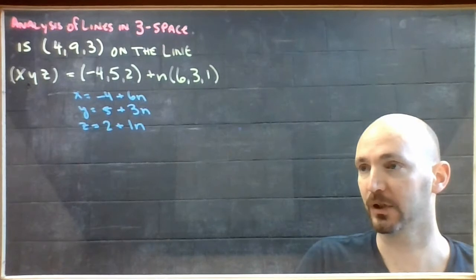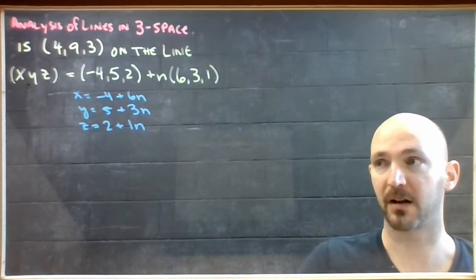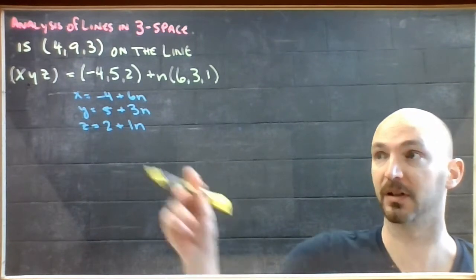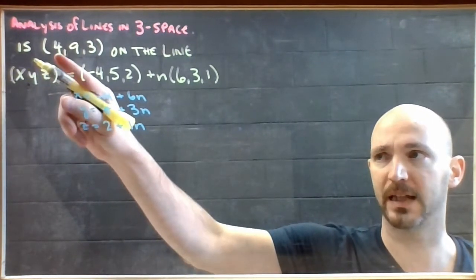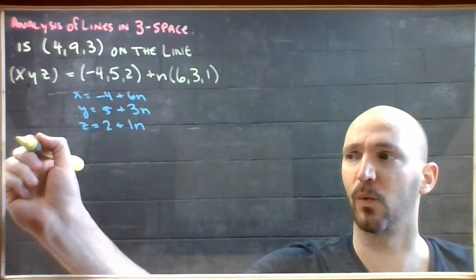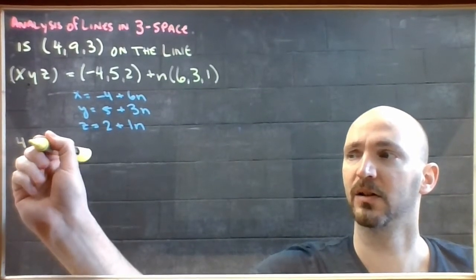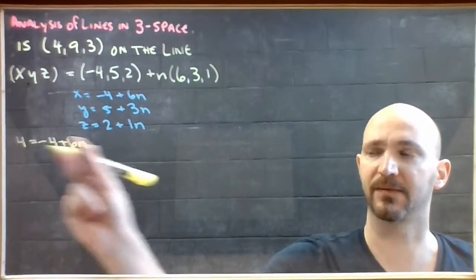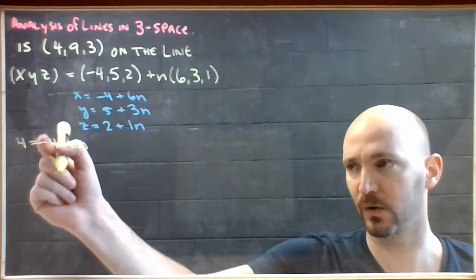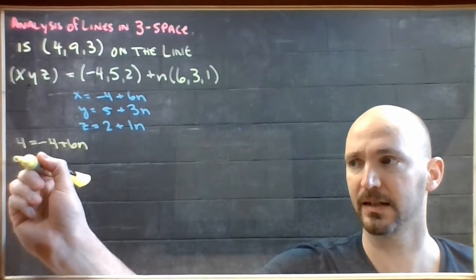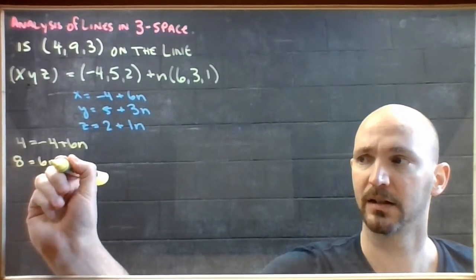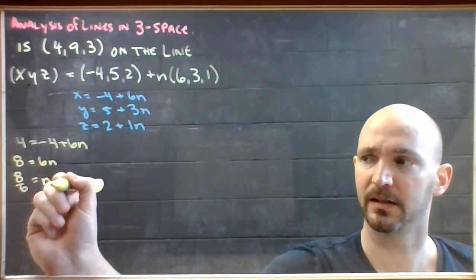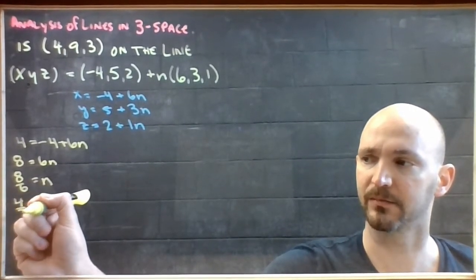All right, good. So now that I have my parametric equations, I just have to start filling in my numbers and doing a little algebra. So 4 on the x is going to go in here. So what value of n would make this line have an x value of 4? Well, I'll kick the 4 over. 4 plus 4 is 8. And 8 divided by 6 reduces to 4/3.